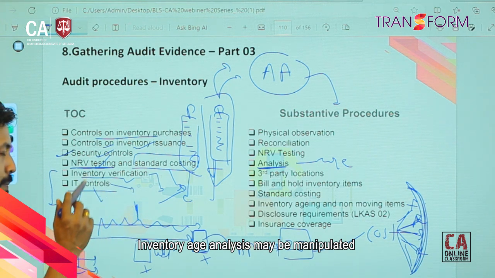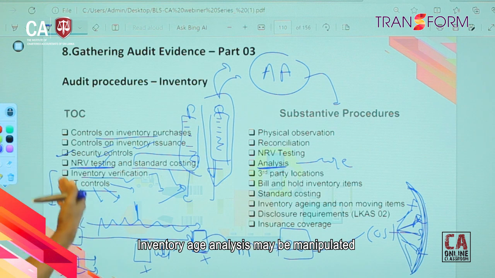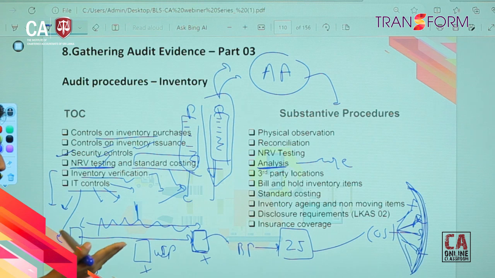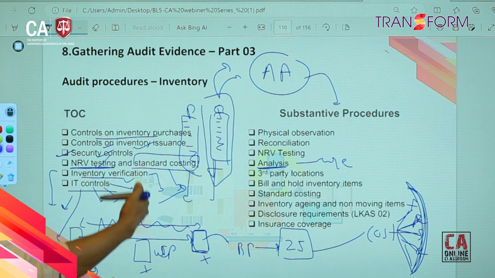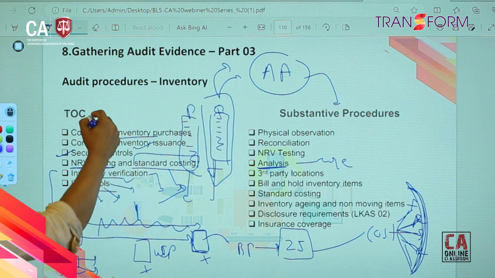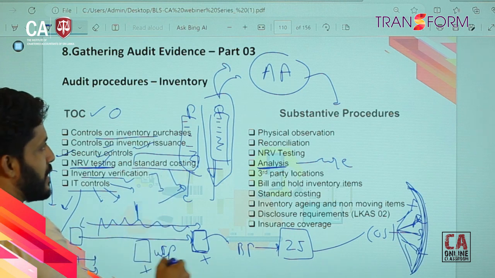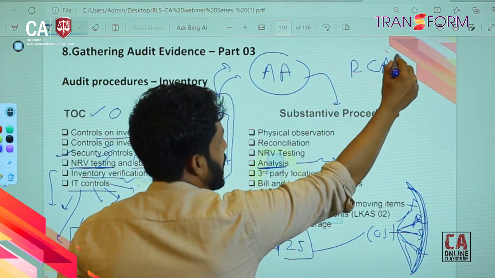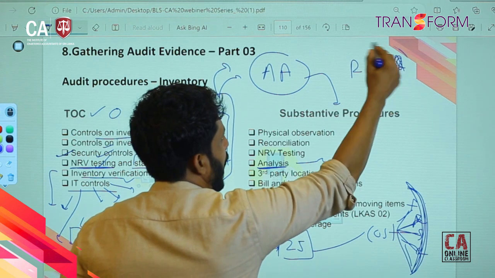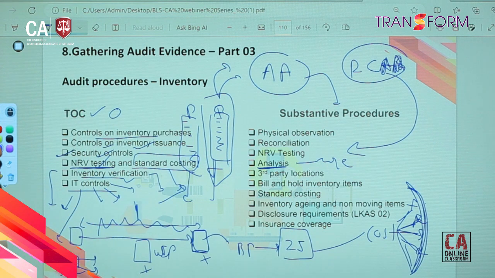Inventory purchase days can't be edited. Inventory sequence order can't be edited. It's an automated, auto-generated number. So those types of controls should be there in an inventory mechanism, inventory process. Those controls can be tested under TOC, operating effectiveness, and then the results can be added to reassess CRA.